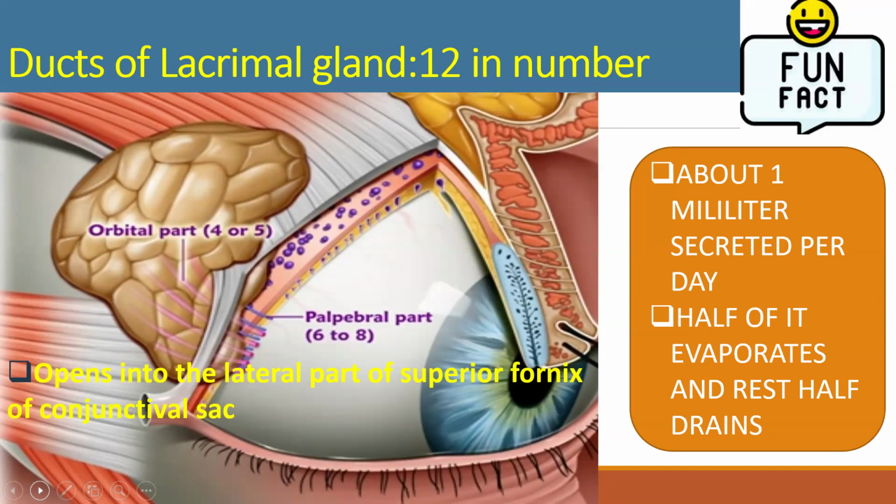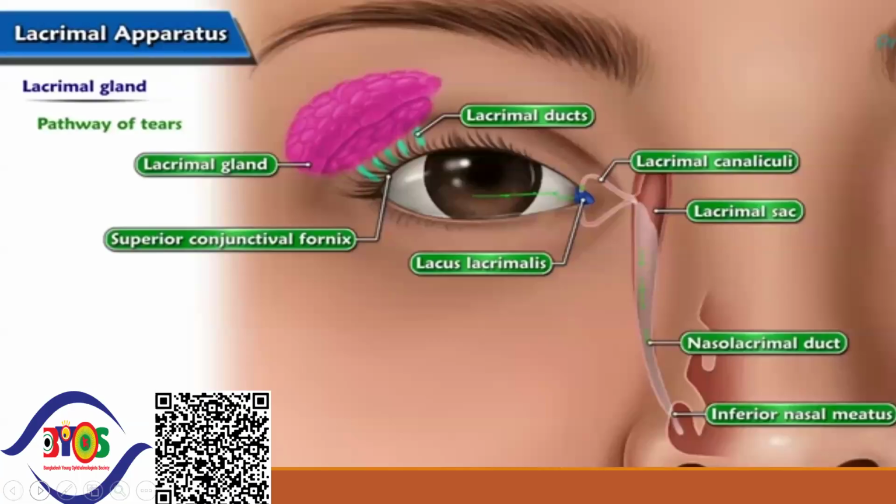In the orbital part there are 4 to 5, and in the palpebral part it is 6 to 8 in number. The fun fact is that about 1 milliliter of tear is secreted per day from each duct, and half of it evaporates and the rest drains. And then, when the tear is formed, with the help of the lacrimal ducts it comes into the conjunctival sac. Then comes the drainage system.